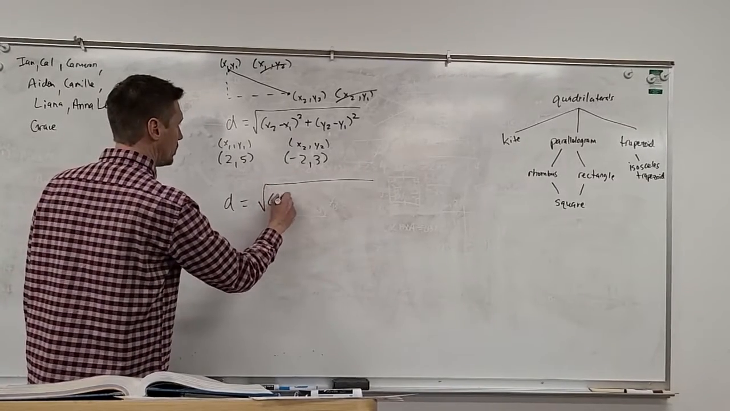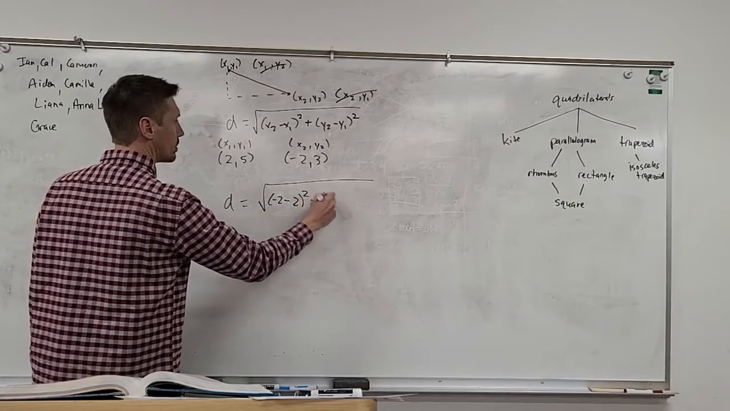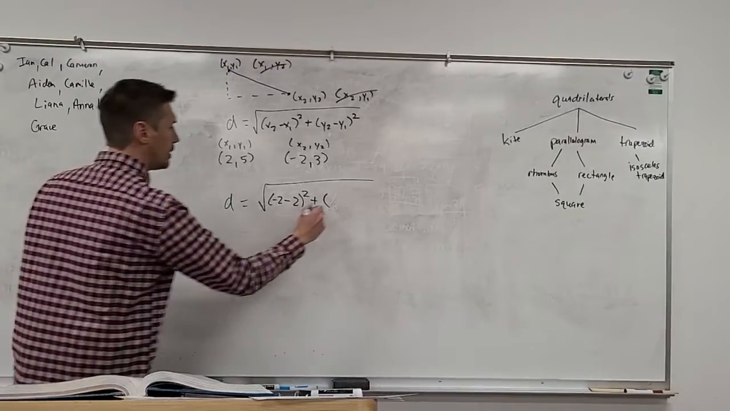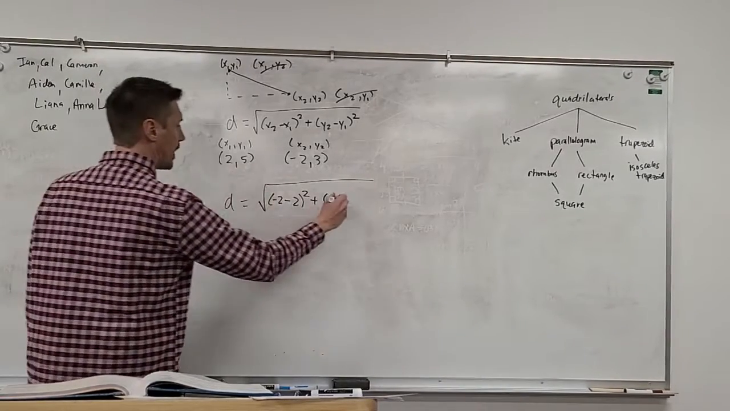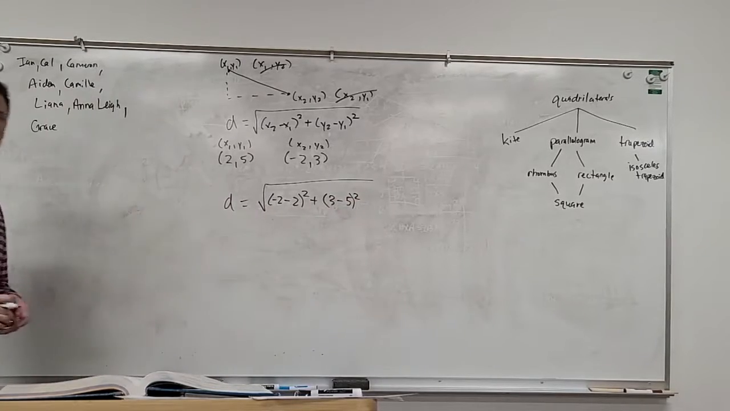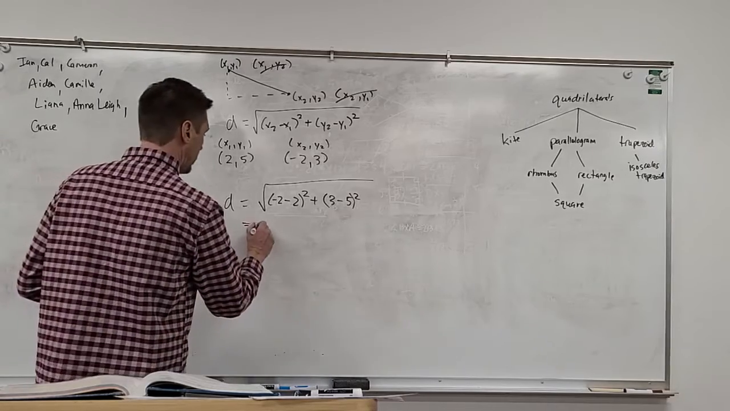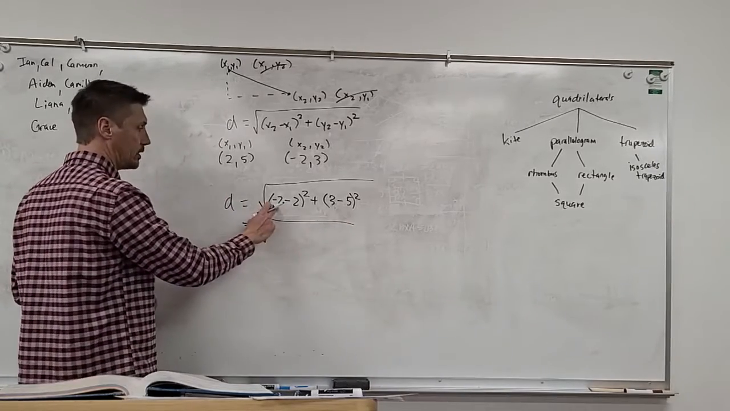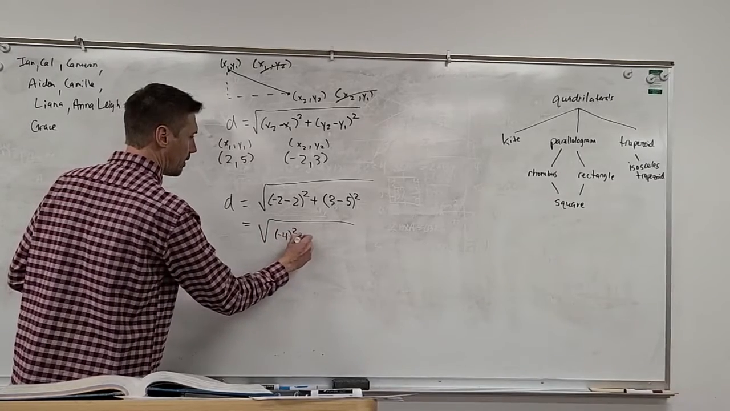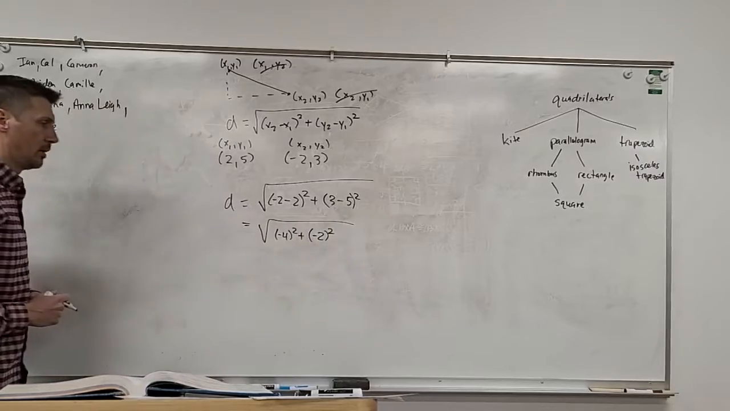We're going to start with this point here. We're going to say negative 2 minus 2 squared plus, now we're going to start with the y here, 3 minus the y over here, 5, all of that squared. And when we pay attention to our signs, negative 2 minus 2 is negative 4 squared, plus 3 minus 5 is negative 2 squared.